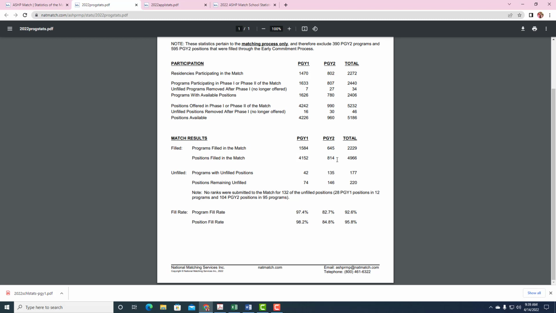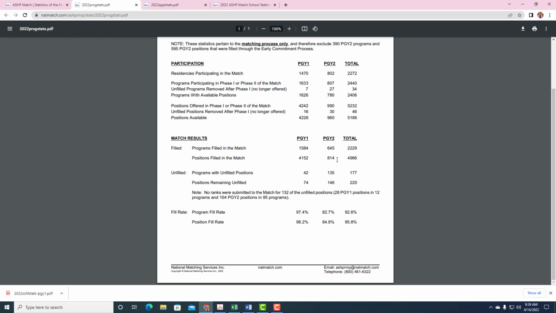They actually made a note saying no ranks were submitted to the match for 132 of the unfilled positions. So 28 PGY1 positions in 12 programs and 104 PGY2 positions in 95 programs did not get any ranks. That's saying that even though they were available, after whatever discussion happened, those applicants decided they would rather not do a residency than do a residency with them. I think that's kind of shocking, to say that we've got 220 programs that are willing to pay you to do this extra year, and no rankings were submitted.